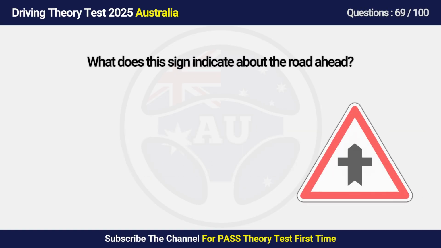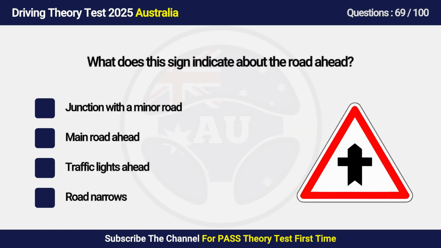Question 69. What does this sign indicate about the road ahead? A, junction with a minor road. B, main road ahead. C, traffic lights ahead. D, road narrows.